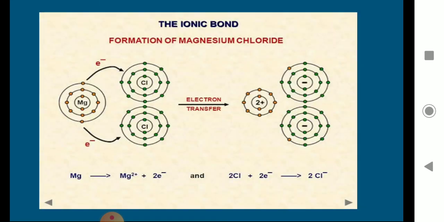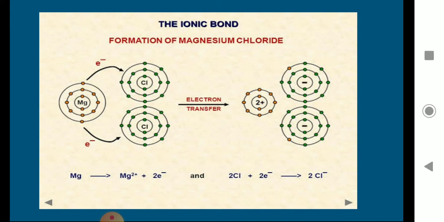Here you could see magnesium chloride. Magnesium is 1 and chlorine are 2. Now in the outermost orbit of magnesium, it has 2 extra electrons. To complete its outermost orbit, it wants to give these 2 electrons. So as chlorine comes, chlorine requires only 1 electron. As per the valency of chlorine, it requires 1 electron.